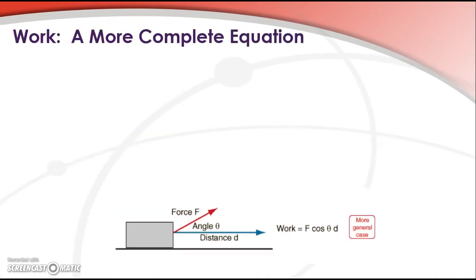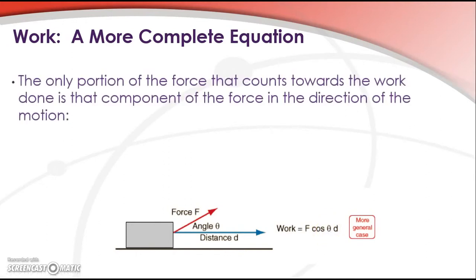So if we want to create a more complete definition of work, we can do so if we think about the angle at which the force is applied, theta, and the distance the object moves. And we can insert a cos theta term associated with that angle. So what does this do for us? The only portion of the force that counts towards the work done is that component of the force in the direction of the motion. Work equals force times cos theta times the distance traveled.